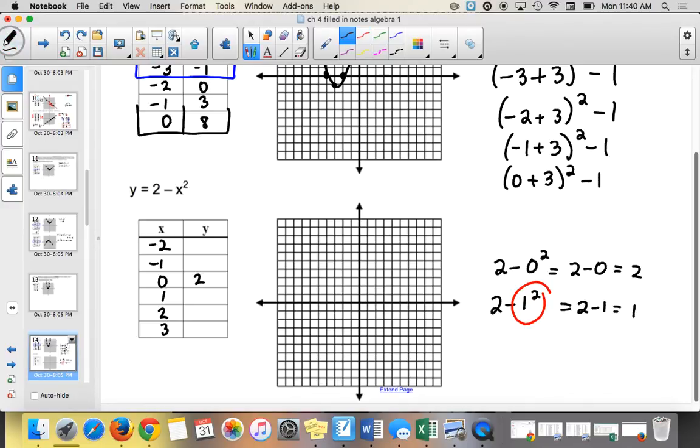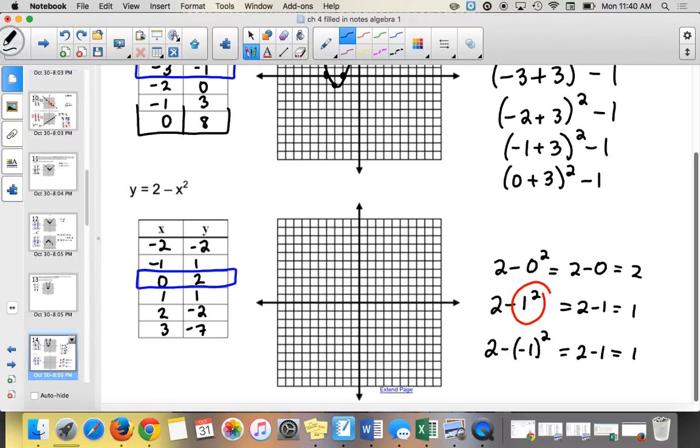Now, do you see that that's the same as if I plugged in negative 1? Because when I plug in a negative 1 and I square it, I put it in parentheses. Negative 1 times negative 1 is 1. 2 minus 1 is 1. So I still get a 1 there. And if we knew that this was the center one, we would be good. We would know that. How about 2? When I plug in 2, 2 minus 4 is negative 2. 3: 2 minus 9 is negative 7.